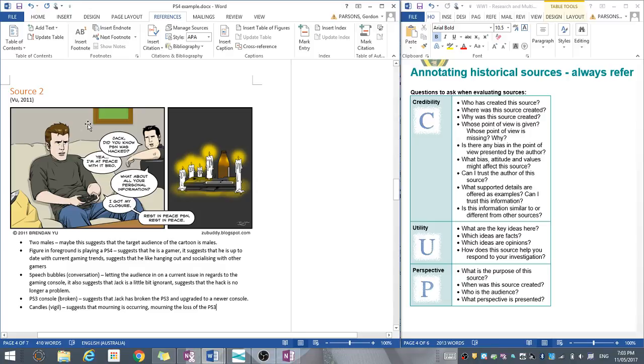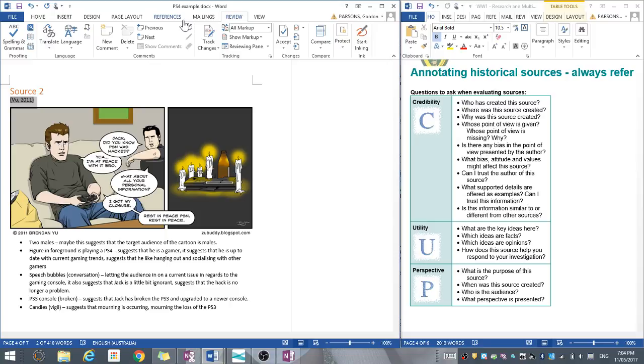Okay, so here is the CUP analysis like we've been doing for every source that we've looked at, not even this unit, this term. So let's have a look at who has created the source. Now, I didn't leave the website up and I probably should have, just to show you that the person who drew this cartoon is actually a social commentator. He creates these cartoons to basically make fun of current situations. He doesn't only make fun of this whole PlayStation Network hacking. He makes fun of the President Trump campaign. He has made fun of the George Bush presidency, the Barack Obama presidency. So he is quite well known in media circles for these cartoons.